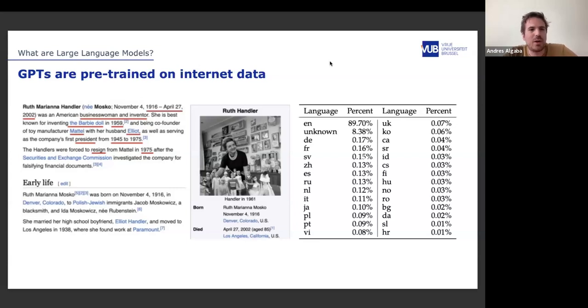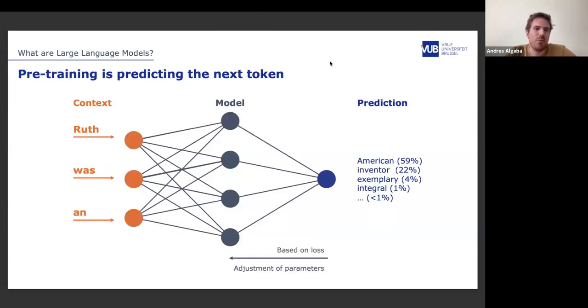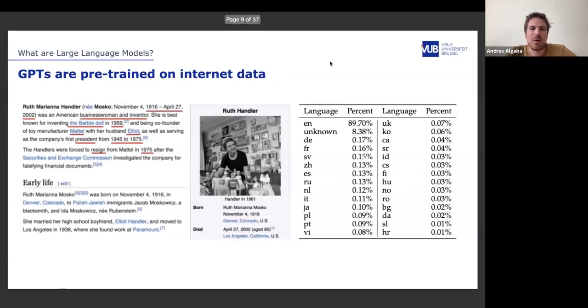For example, when we are talking about Ruth Handler, and in the previous slide the sentence was about her, "Ruth was un..." Now, Ruth was many things. She was indeed American, but she was also an inventor. So you see here why the model assigns some probability to each next token. Often many tokens are possible to be the next token, and it just gradually becomes better at predicting which ones are more likely, but the model will never be 100% sure on which token is the most likely to be next.